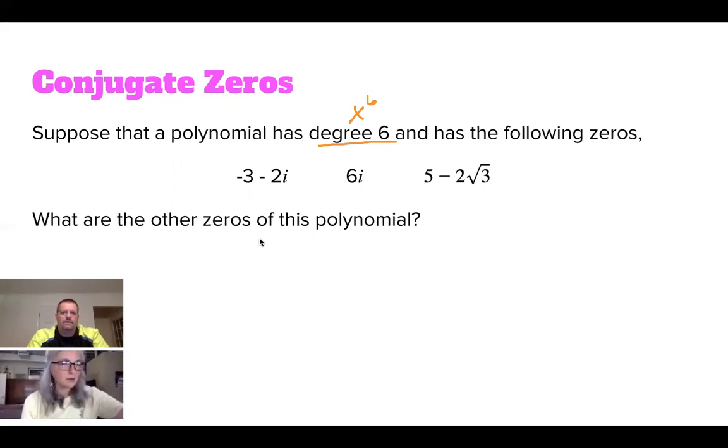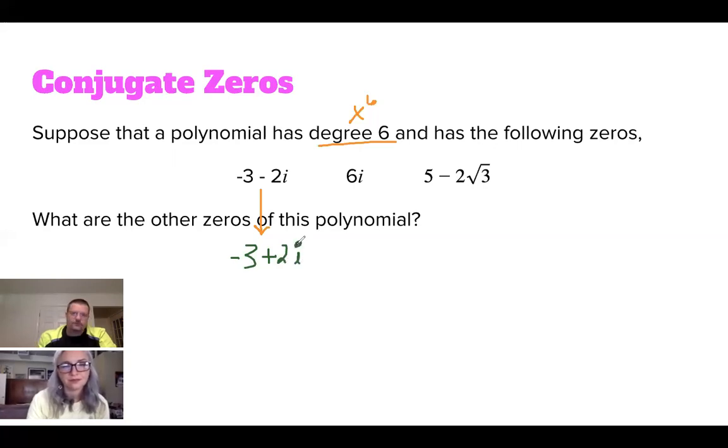So if we have -3 minus 2i as a 0, what is its conjugate pair? Remember, the plus or minus would only be in front of the imaginary term. So it would be -3 plus or minus 2i. So your other term would be -3 plus 2i. And I've seen a lot of students change that negative in front of the 3 as well, make everything positive. Okay.